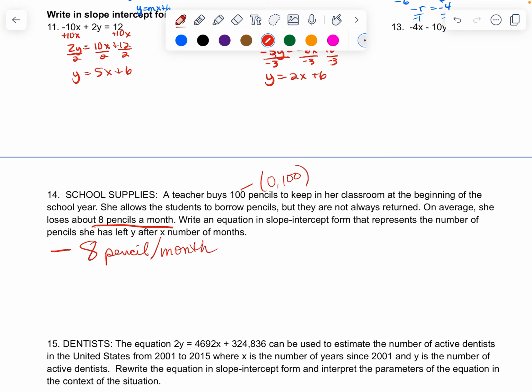Okay, so write this in slope-intercept form. So our slope is negative 8. Our y-intercept is 100.